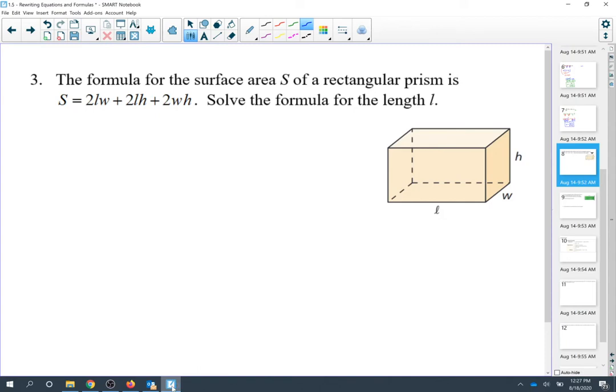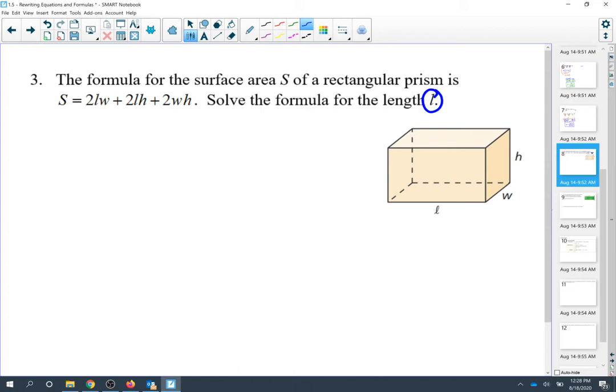Example number 3. The formula for the surface area S of a rectangular prism is S equals 2LW plus 2LH plus 2WH. Solve the formula for the length, which is represented by L. Now, later on, we might actually get into where that formula comes from. I believe that's actually something you do in 7th or 8th grade. But for now, I'm just focused on, okay, it tells me to solve the formula for L.